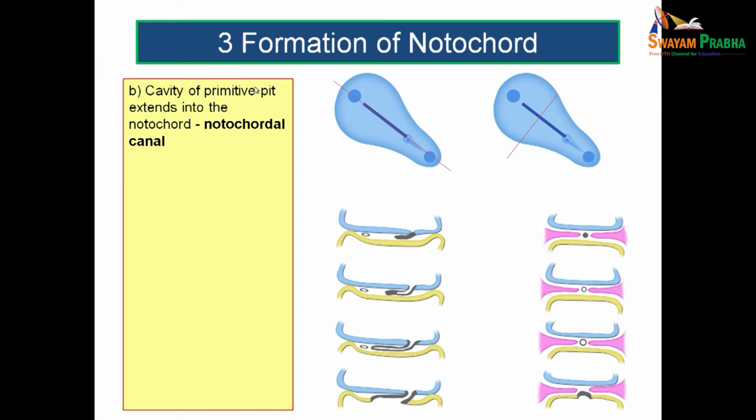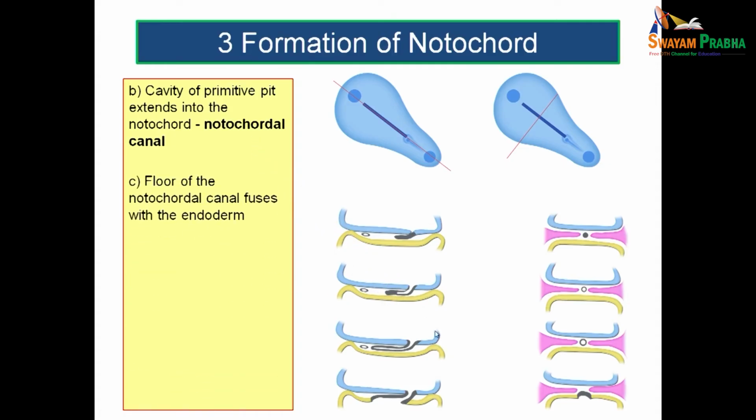Now what happens is the cavity of the primitive pit. We just mentioned that the cells are entering into the space between the two layers through the primitive pit. So the cells actually enter through the primitive pit to form the notochordal process. Now the cavity of the primitive pit also extends into the process. So the solid cord is actually made into a canal. So this notochordal process is converted into a notochordal canal by the extension of the primitive pit into the notochordal process. So you can see a canal extending through the notochordal process.